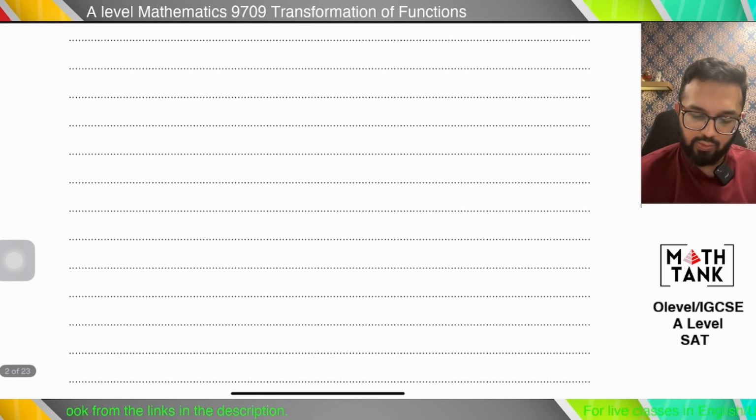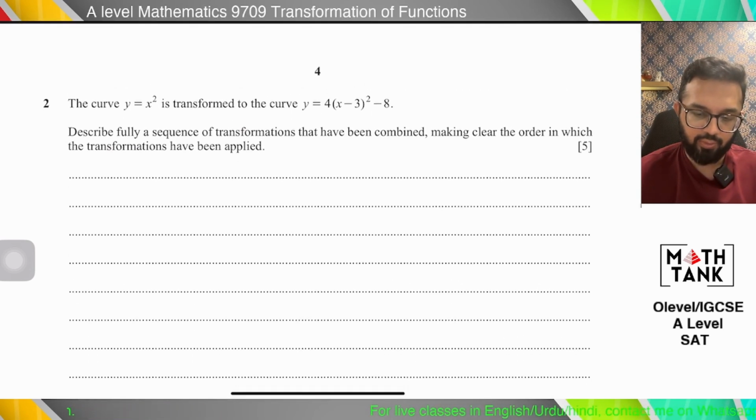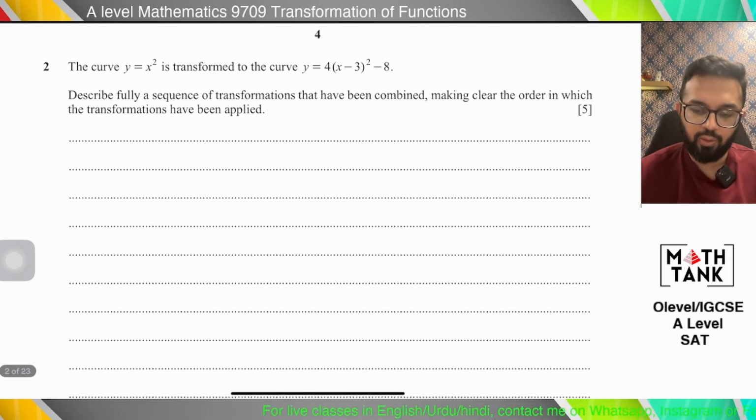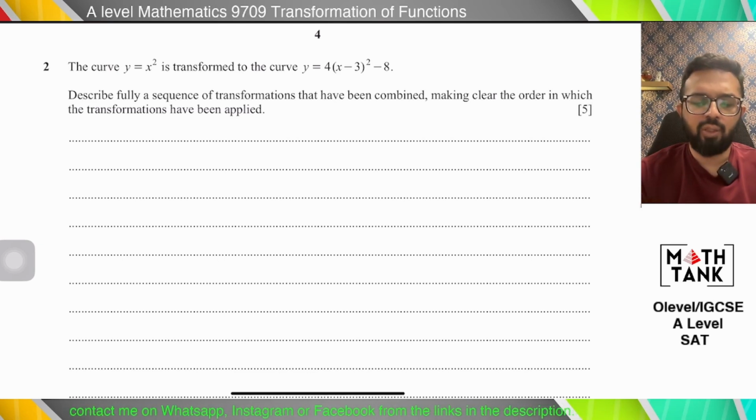Okay, then this is a question from June 24. It says y equals x squared is transformed to the curve y equals 4 times (x minus 3) whole squared, minus 8. Describe fully a set of transformations that have been combined, making clear the order in which the transformations have been applied. So I always advise you to do the x transformations first.